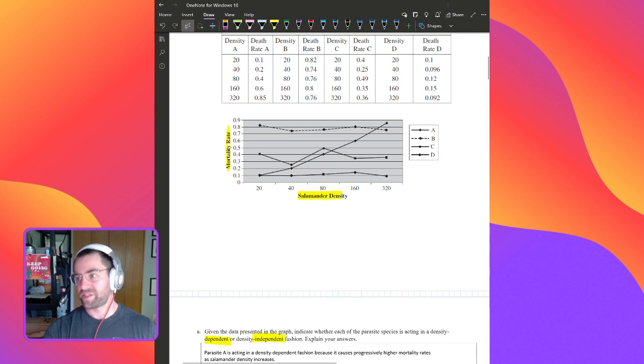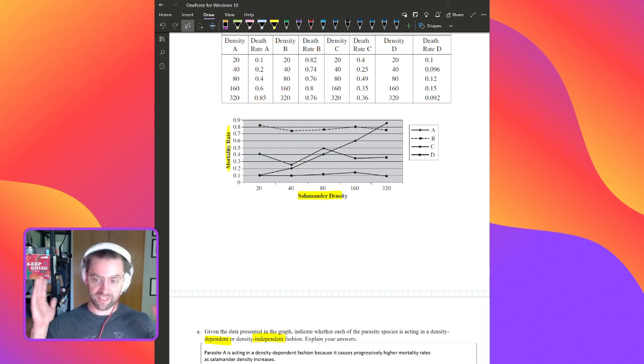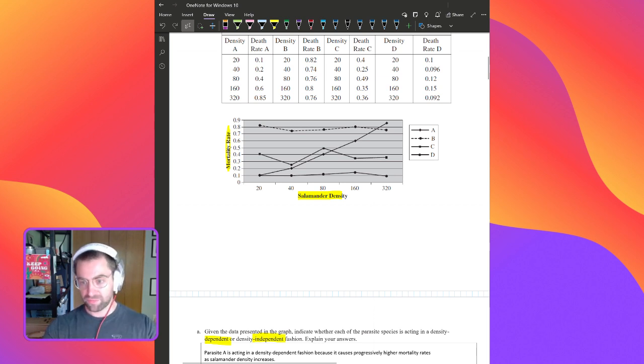We could argue that if parasite A is the main parasite in this population, as the population gets bigger, mortality rate will increase. But then as that population starts to shrink again, the mortality rate will shrink because that parasite acts in a density-dependent fashion. And so it probably would not lead to extinction of the species unless it hits some critical threshold, which isn't something we've measured in this particular experiment.